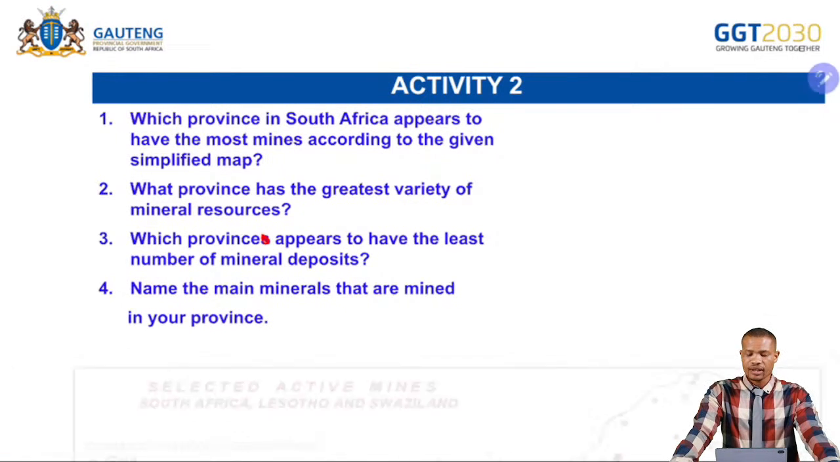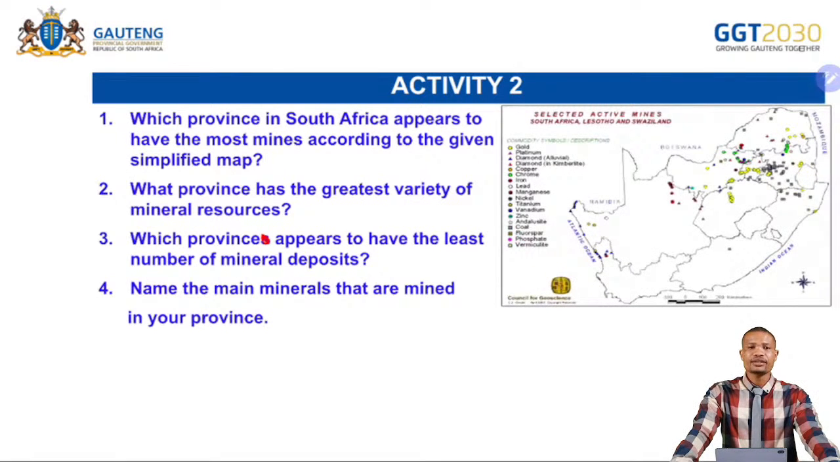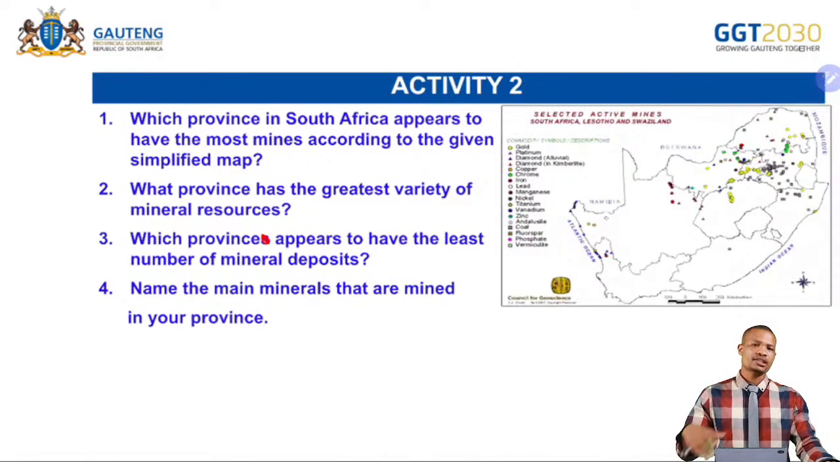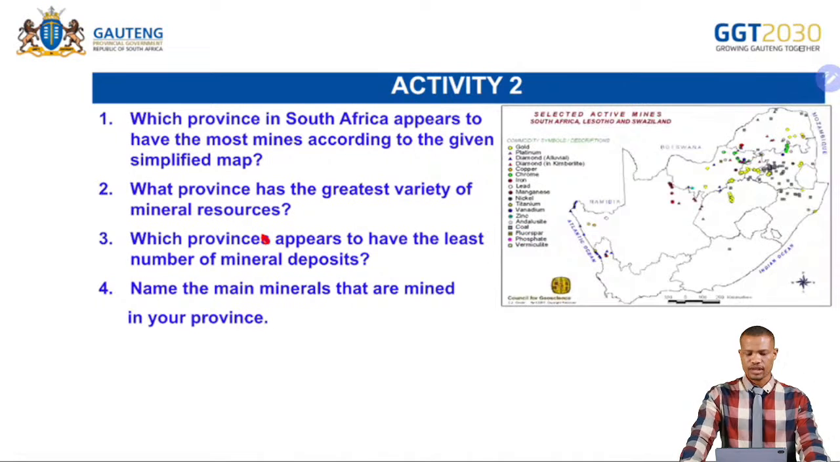Okay, so here's your map. I would like you to start by doing this question. We will do it together anyway, but just take a good look at the map and the questions, because question 5 is on the next slide. Because I love you guys and I really want you to get these things correctly, we will do everything together. Which province in South Africa appears to have the most mines according to the given simplified map? What province has the greatest variety of mineral resources? Which province appears to have the least number of mineral deposits? And 4, name the main minerals that are mined in your province.